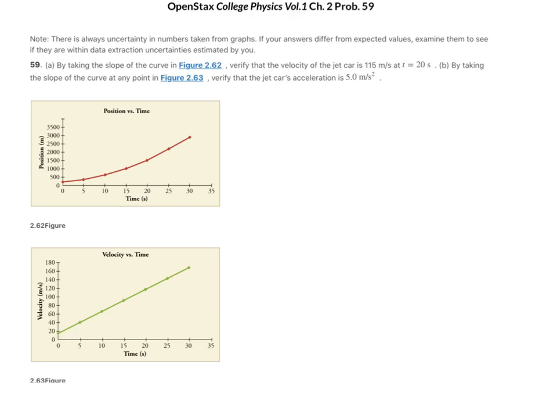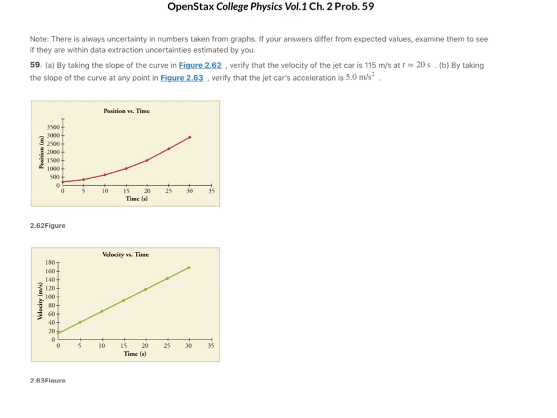And there's a note above that saying that there is always uncertainty in numbers taken from graphs. If your answers differ from expected values, examine them to see if they are within data extraction uncertainties estimated by you. So let's start looking at part A. We're using the first graph, and we want to verify that the jet car's velocity is 150 meters per second at t is 20 seconds.